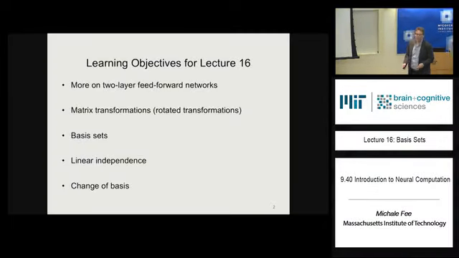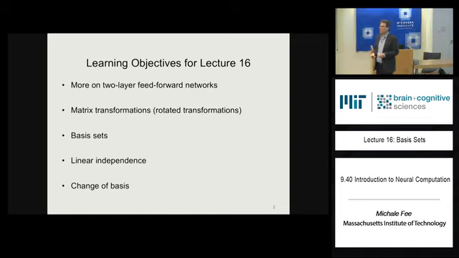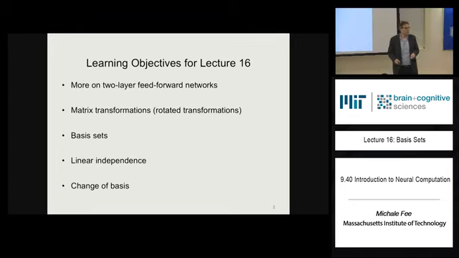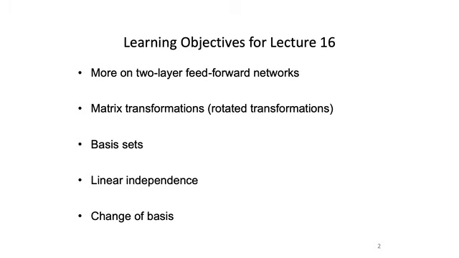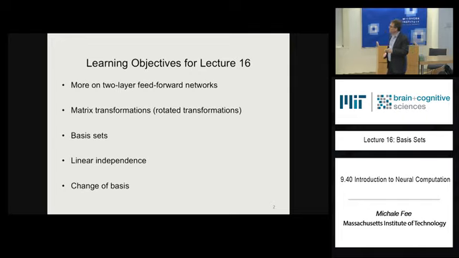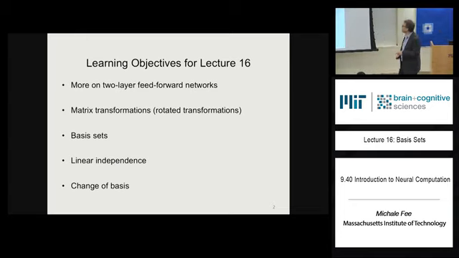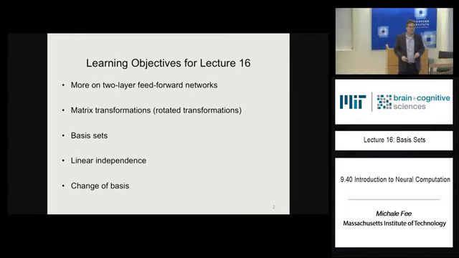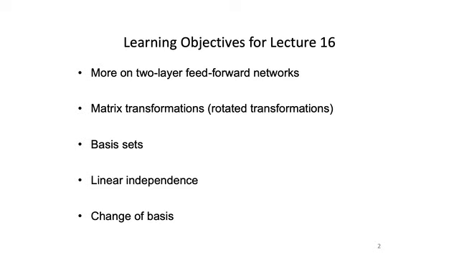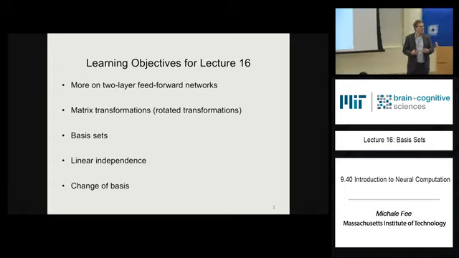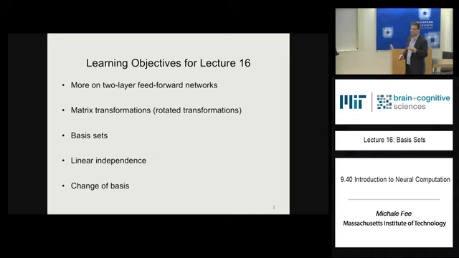All right, so today we're going to continue talking about feed-forward neural networks, and we're going to keep working on some interesting aspects of linear algebra, matrix transformations. We're going to introduce a new idea from linear algebra, the idea of basis sets. We're going to describe some interesting and important properties of basis sets, such as linear independence, and then we're going to end with just a very simple formulation of how to change between different basis sets.